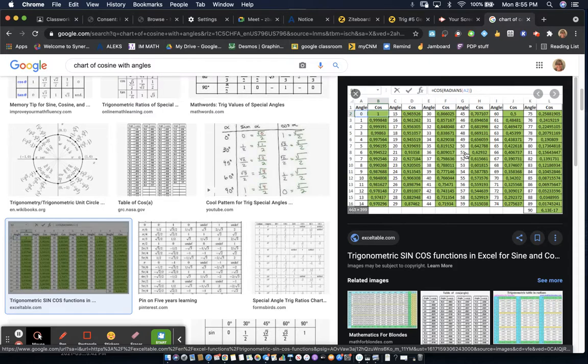That's how we used to have to do it because we didn't have scientific calculators. I sound really old. I'm not all that old. It's just that technology went really fast.